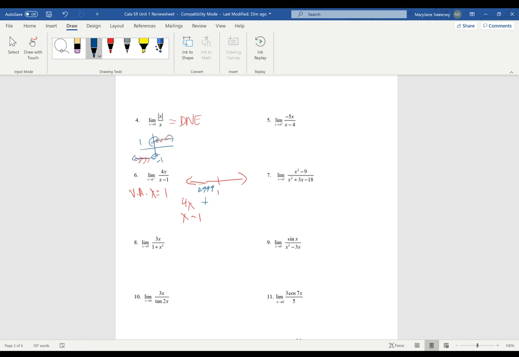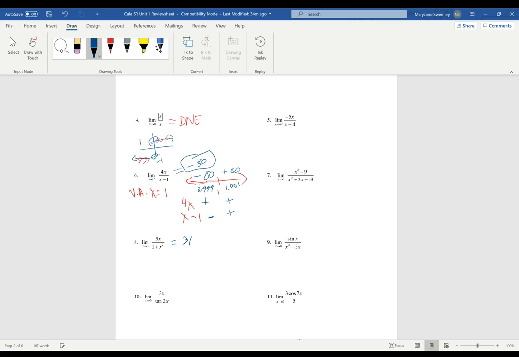That would then be positive. This would be negative, which is overall negative. So that means the graph shoots off to negative infinity. To the right, let's say I picked 1.001. That would be positive. That would be positive. That means that would shoot to positive infinity. So they're asking, what is the limit as x approaches 1 from the left? If I'm coming from the left of 1, that's where I'm at negative infinity.